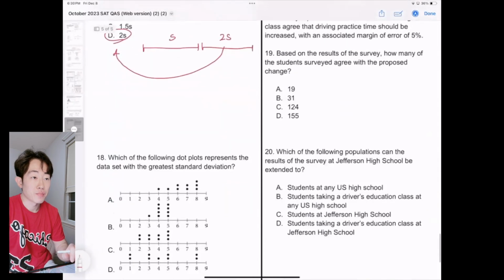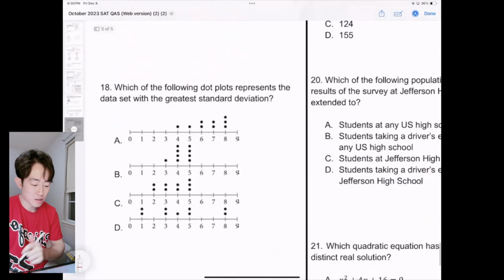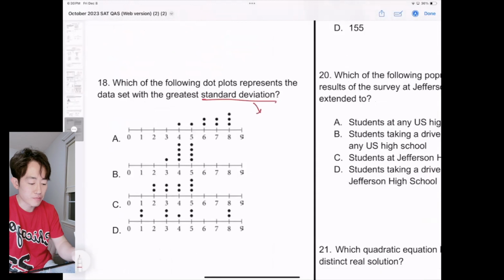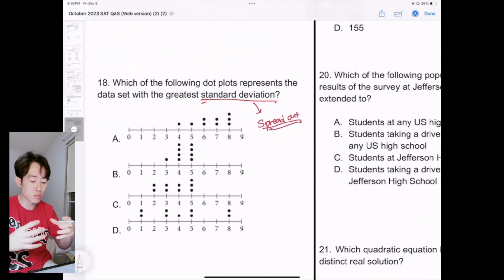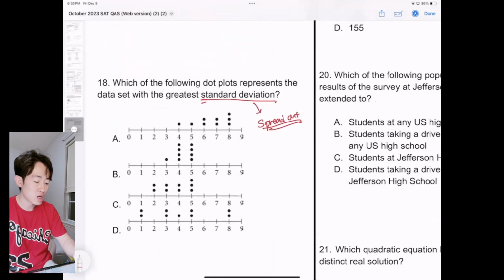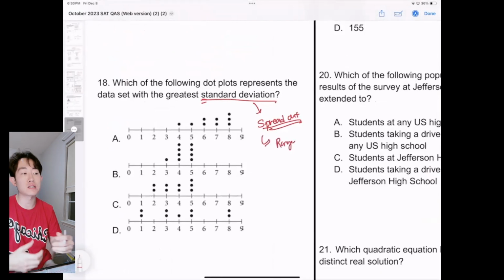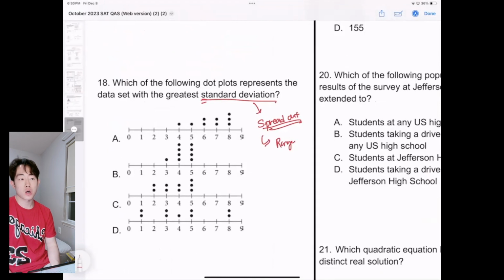Number 18. All right, so we have a dot plot. Standard deviation. That letter S in the beginning of standard deviation stands for spread out, okay? The more spread out it is, the higher the standard deviation is going to be. You can think of it as a range. It has a lot to do with the range of the data set. So in this case, it seems like the answer is pretty clear.